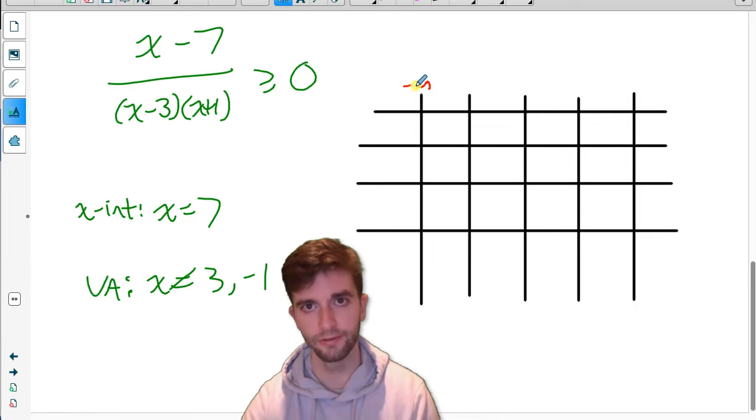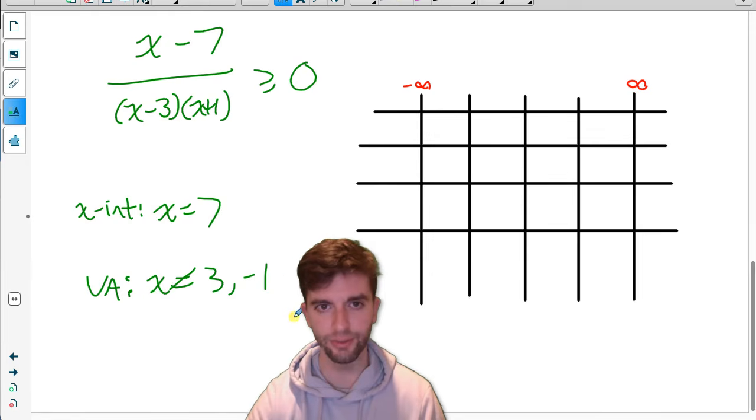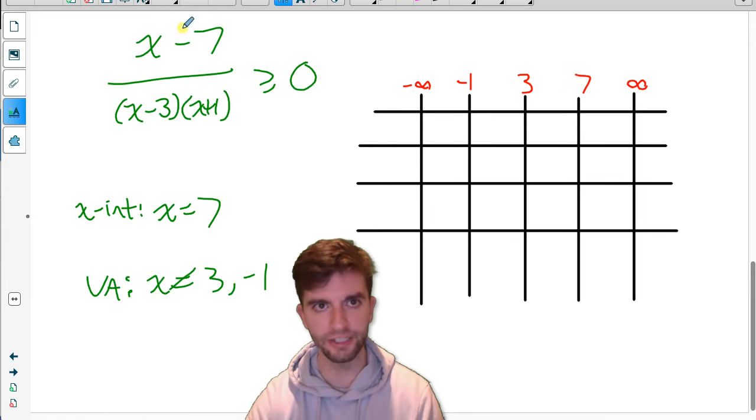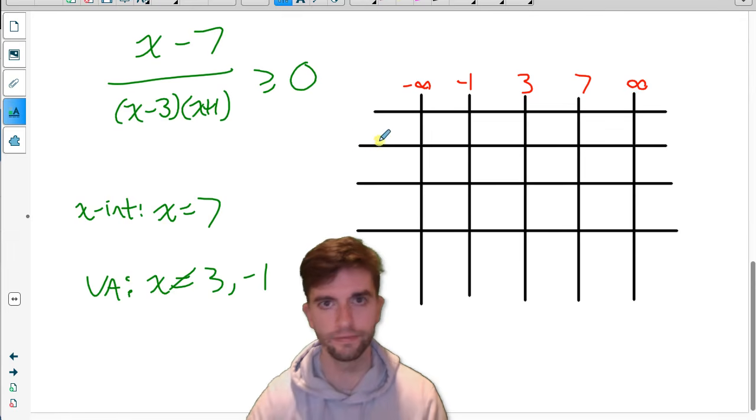So once again, far left is negative infinity, far right is positive infinity, and then between those two, I need each of these three values in ascending order: negative 1, 3, 7. And then I need a row for each of the factors, x minus 7, x minus 3, and x plus 1.